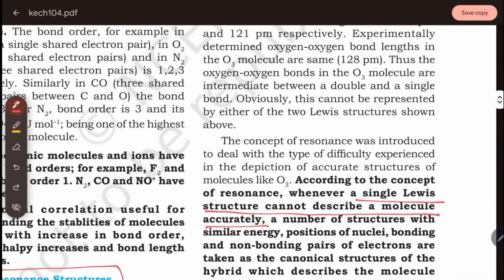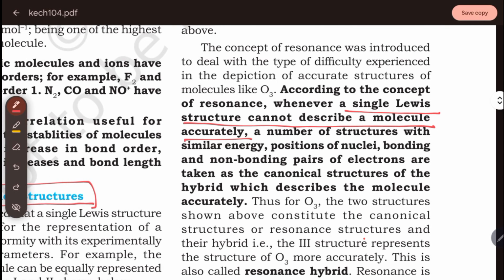So, this type of process, the resonance, occurs when a molecule cannot be represented by a single Lewis structure. A number of structures with similar energy, positions of nuclei, and bonding and non-bonding pairs of electrons are taken as the canonical structures of the hybrid, which describes the molecule accurately. And it is known as the resonance hybrid.